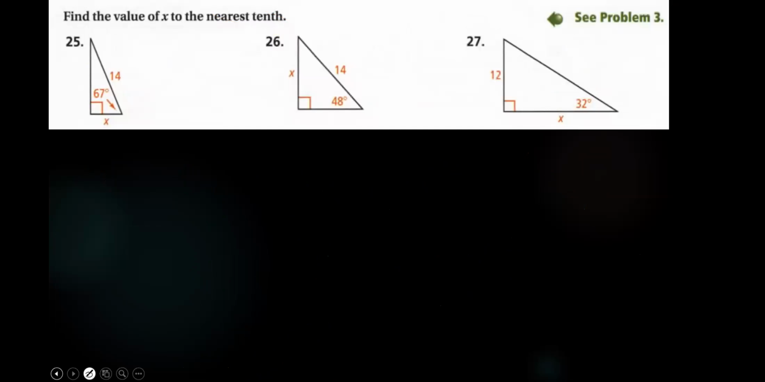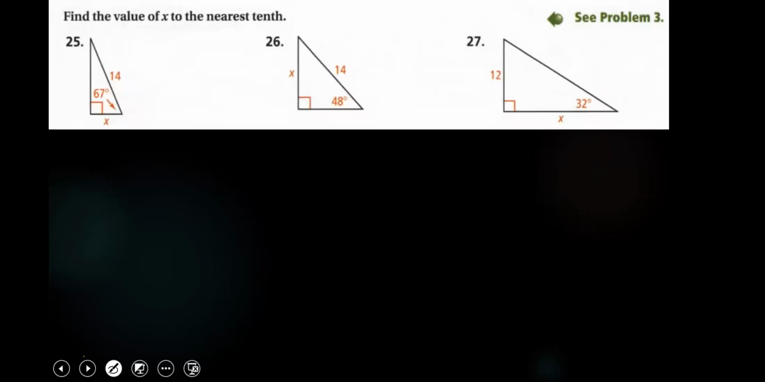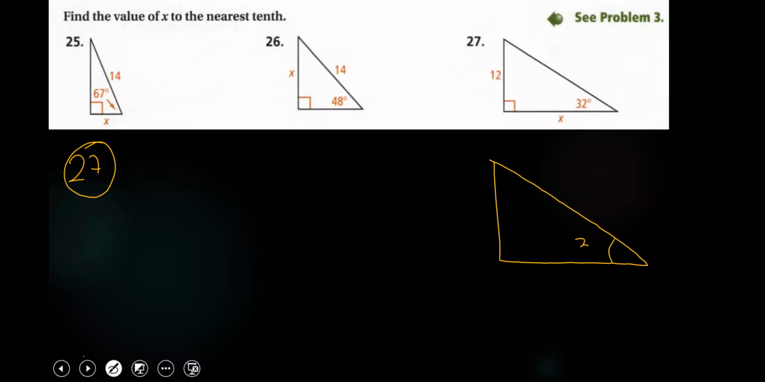Now let's solve number 27. In number 27 here, we have this triangle. We have this angle here, 32, and we have x, and we have 12. So the first step, I will write here 32.